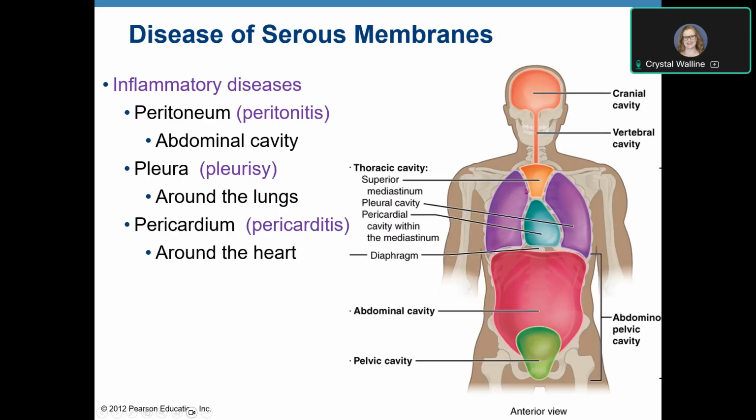You also have serous membranes around the lungs, and these are known as pleura. So inflammation of the pleura can result in pleurisy. Inflammation of the pericardium around the heart can result in pericarditis. And so anytime you see "itis" on the ending of a word, this is referring to inflammation. So gingivitis is inflammation of the gingiva or the gums.